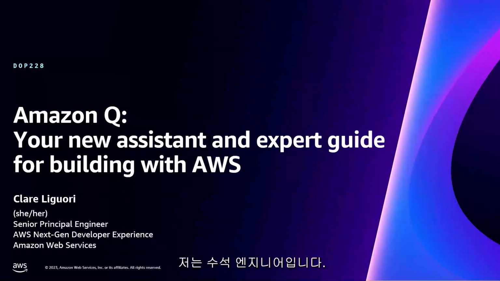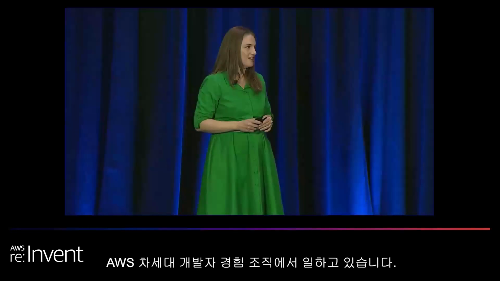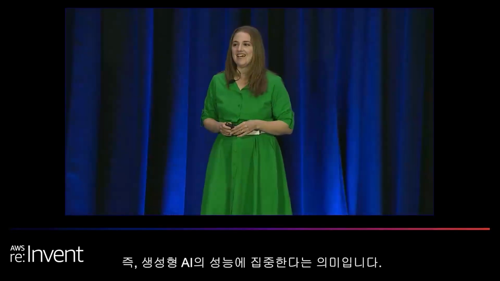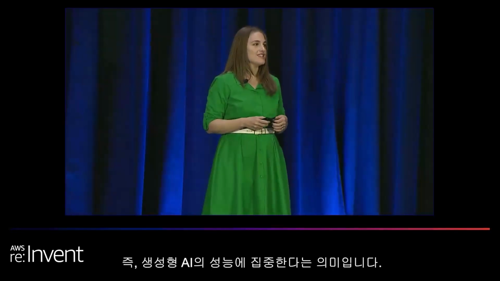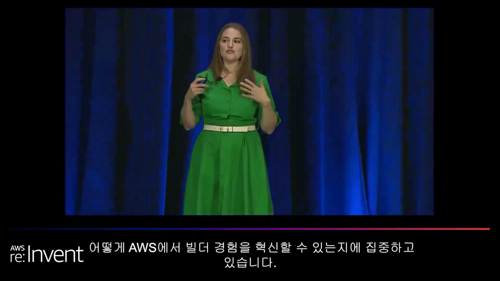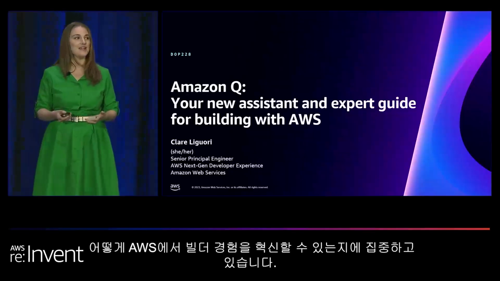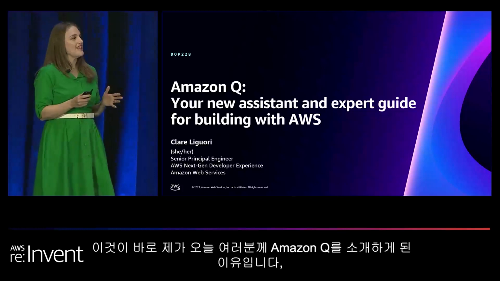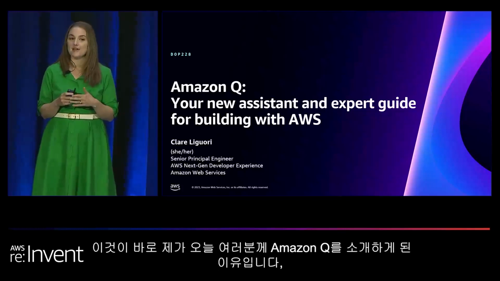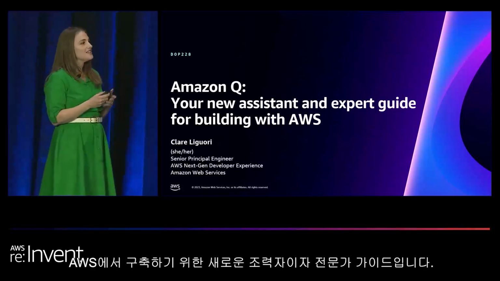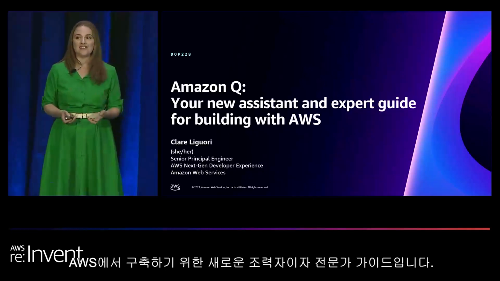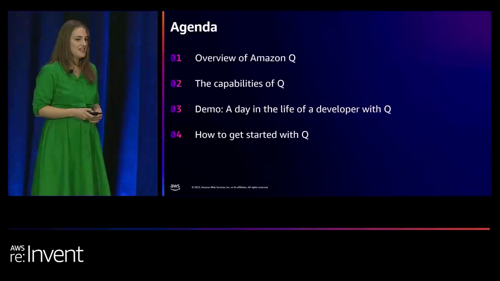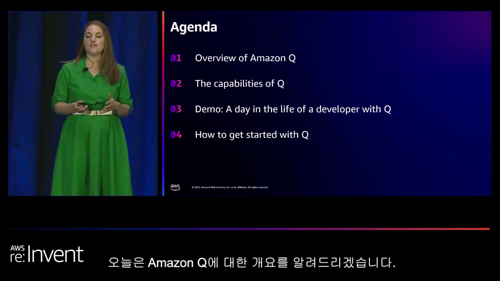I'm a senior principal engineer in the AWS Next Gen Developer Experience org. And what that means is that I focus on how generative AI can transform the builder experience on AWS. So that's why I'm so excited to introduce you today to Amazon Q, your new assistant and expert guide for building on AWS. So today I'm going to give you an overview of Amazon Q.